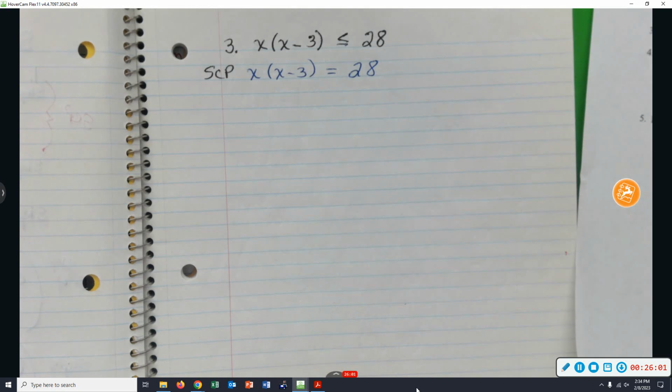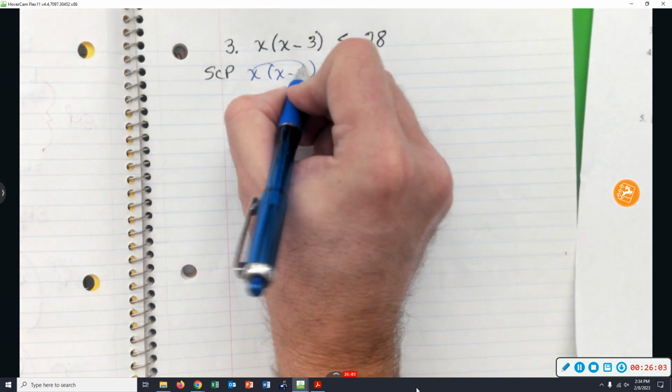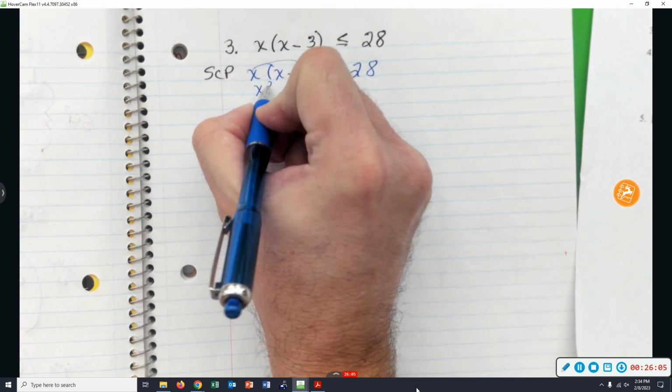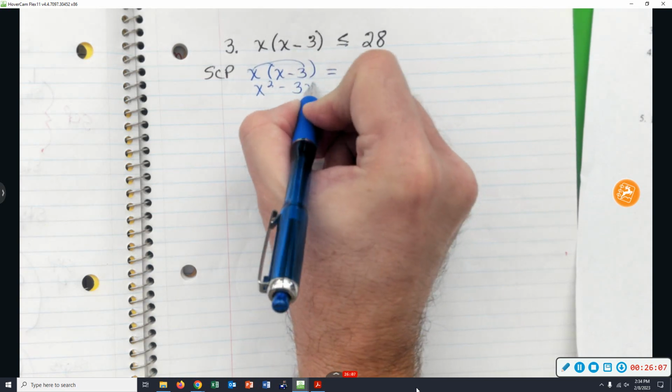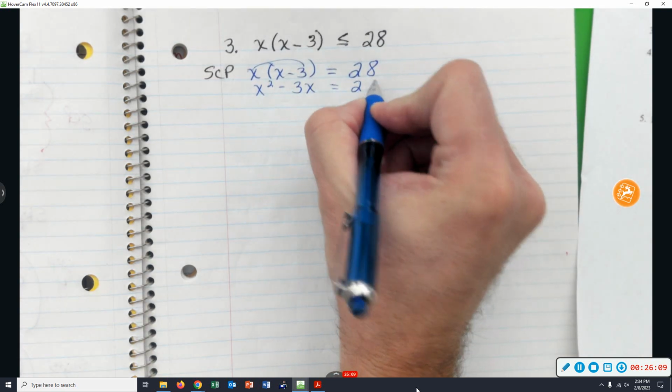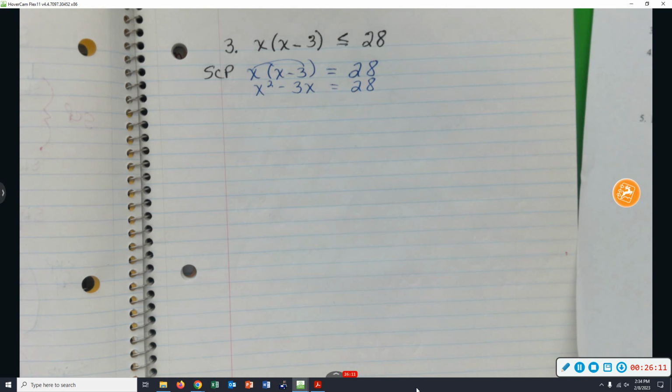What are we going to have to do? Yeah, you got to distribute this x. So we'd have x squared minus 3x equals 28. Another one of those quadratic equations.